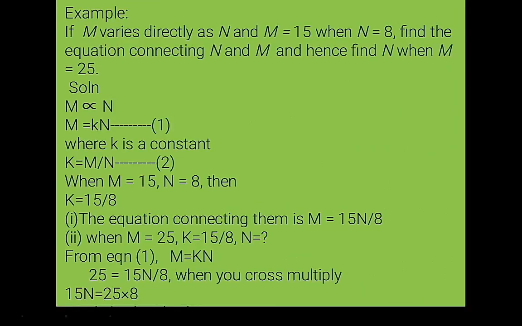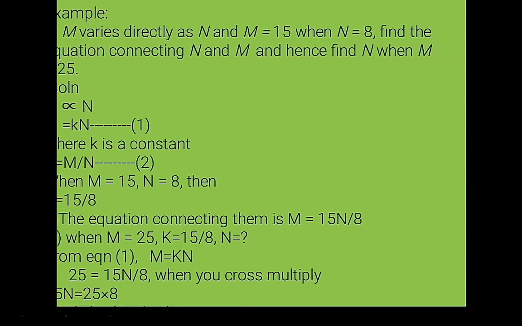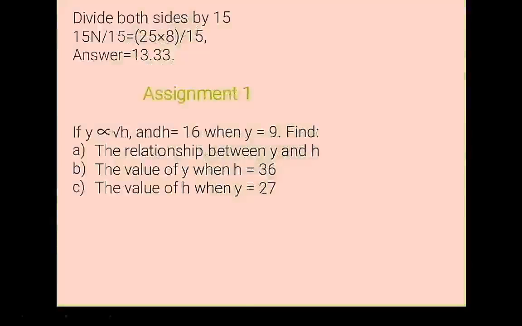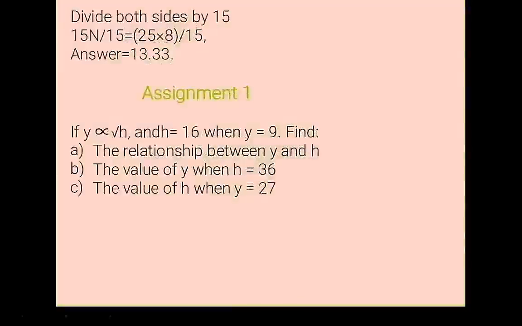And when you cross multiply, you will have 15n equals 25 times 8. And as well, when you divide both sides by 15, you have 15n over 15 equals 25 times 8 all over 15. Then our answer will be 13.33, taking the answer to 2 decimal places. You can as well write the answer as a mixed number, and that will be 13 whole number 1 over 3. I hope you understand that.